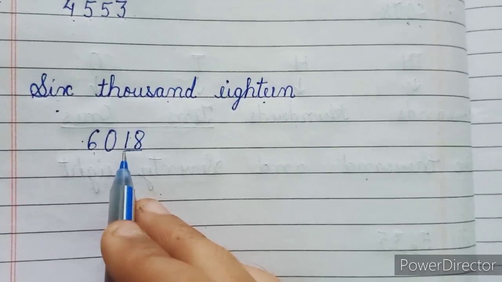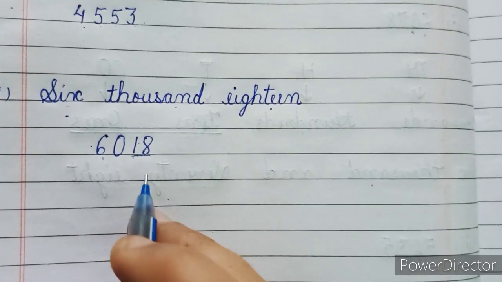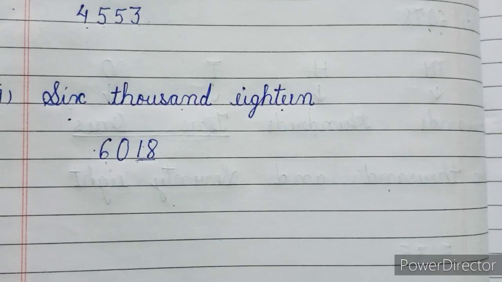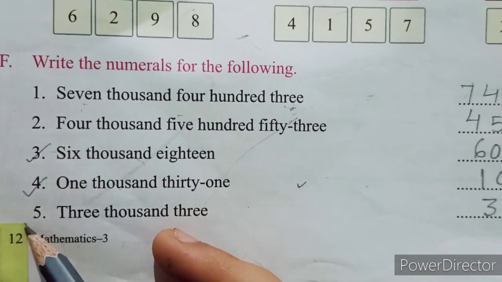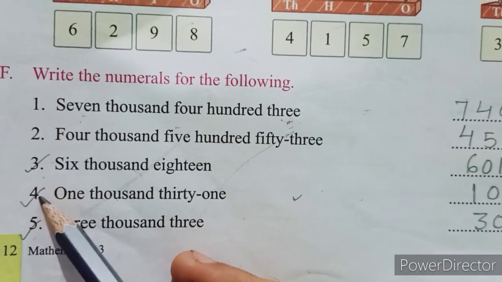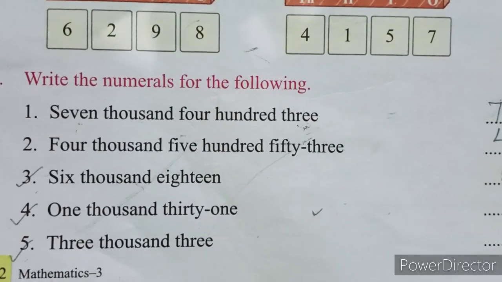6018. Okay? Children, I hope you all understand these questions well. Then you will do questions 3, 4 and 5 yourself. Okay, children? Thank you.